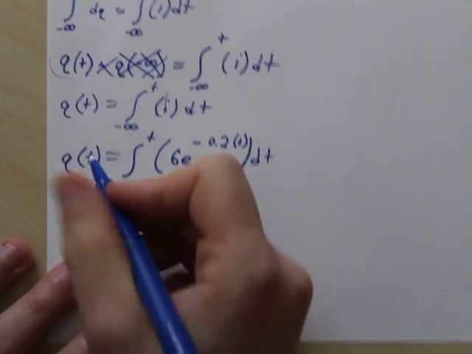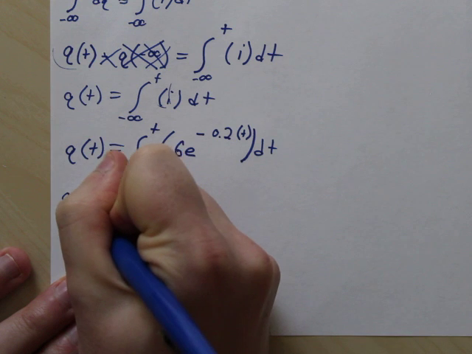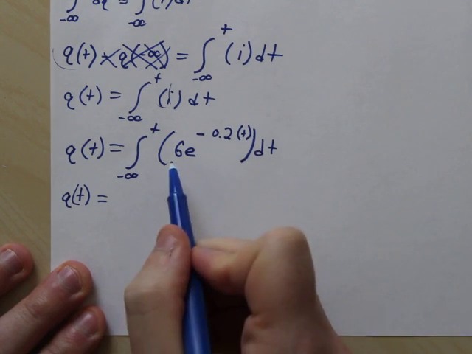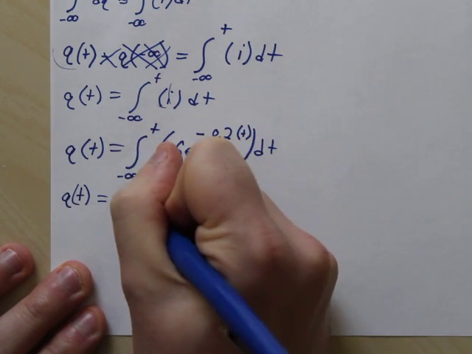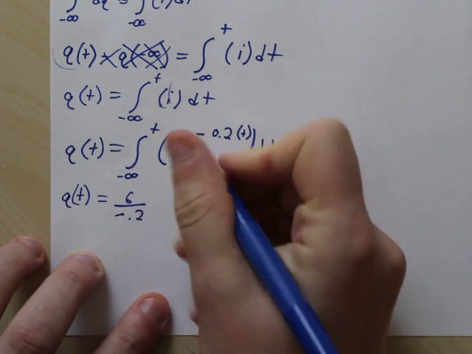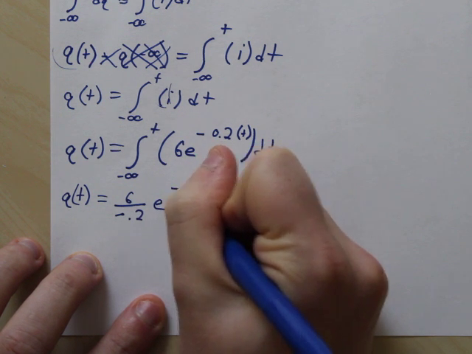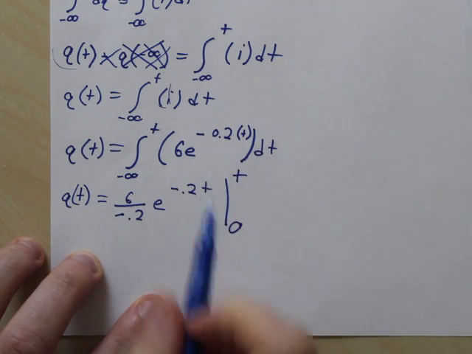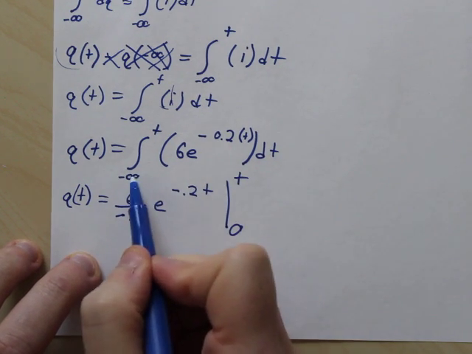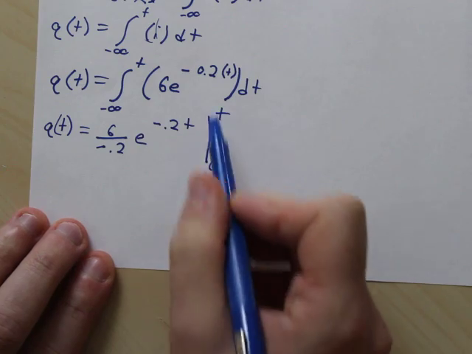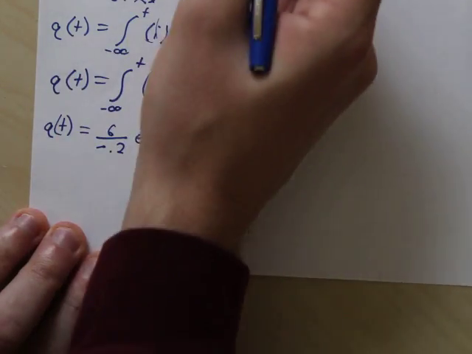Because this side has been integrated, we have to finish it up with this side. So now we're going to integrate this. We're going to get q of t equals, remember we're going to bring this down over here, so this is going to be 6 divided by minus 0.2 e to the minus 0.2t from 0 to t. So why do we go from 0 to t? Because essentially the lower bound of this limit we took care of way up here when we got rid of that 0 part. So now we're going to go from 0 to t, because we already know everything before 0 is going to be equal to 0 from this part of the graph.